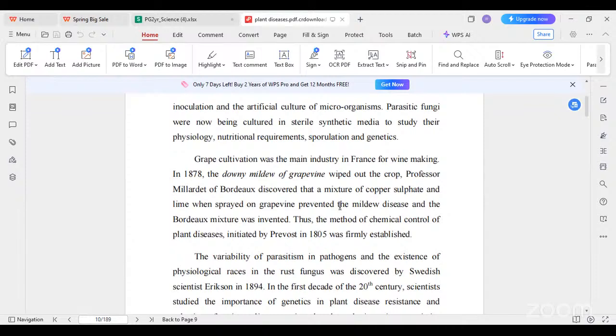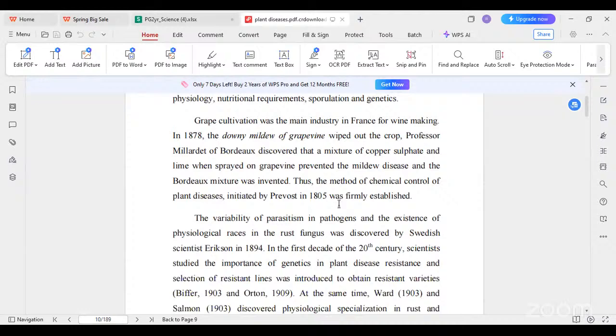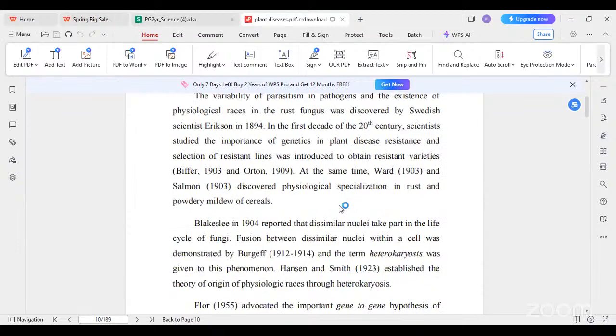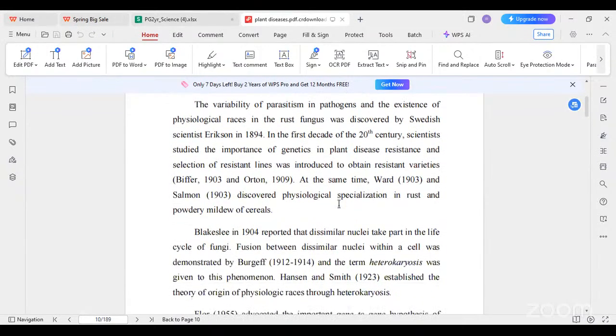Grape cultivation was the main industry in France for winemaking. In 1878, downy mildew of grapevine wiped out the crop. Professor Millardet of Bordeaux discovered that a mixture of copper sulfate and lime, when sprayed on grapevines, prevented the mildew disease, and the Bordeaux mixture was invented. Thus, the method of chemical control of plant disease initiated by Prevost in 1805 was firmly established.